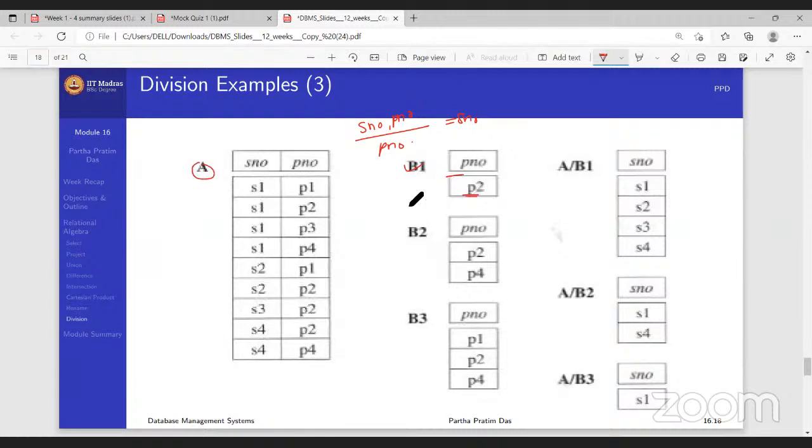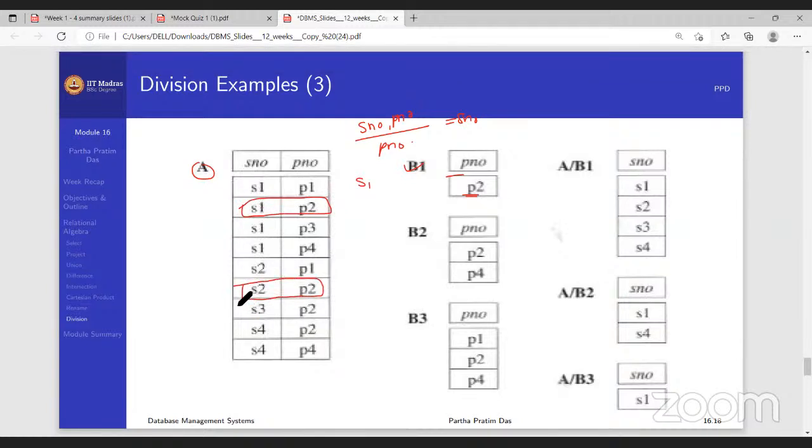So for P2, if we want to divide by P2, let us say for S1, is P2 there? Yes, S1 P2 is there. S2 P2 is there. S3 P2 is also there, and S4 P2 is also there. So the answer of this will be S1, S2, S3, S4.